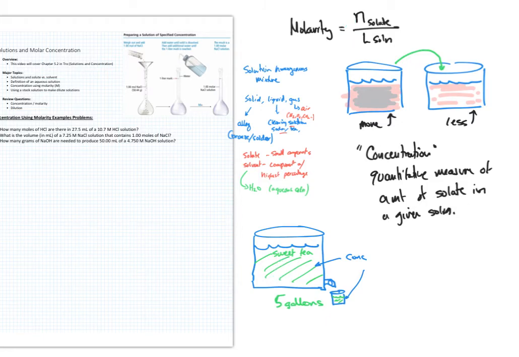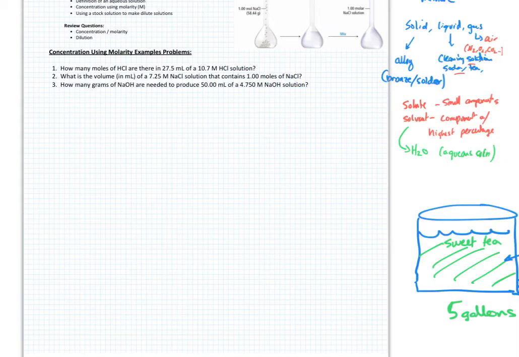That's a key foundational idea in understanding why we use a concentration unit. In other words, it doesn't matter how much of the stuff we have, the concentration will be the same, whether it's a small glass or whether it's a 5-gallon container. Okay, let's take a look at a couple of problems then. We'll start with this first problem.